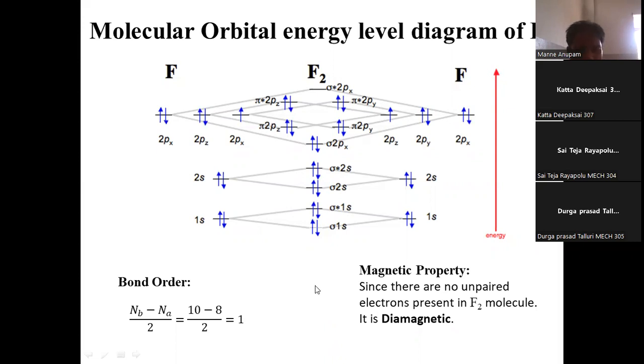And let us count the number of electrons in the anti-bonding molecular orbital. So 2 electrons here, 2 electrons here, and 2 plus 2 electrons are here. Okay, so 2 electrons, 2 plus 2, 4 electrons, 5, 6 electrons, 7, 8 electrons are there. So let us see here, 10 minus 8 is nothing but 2. 2 divided by 2 is 1. Okay.